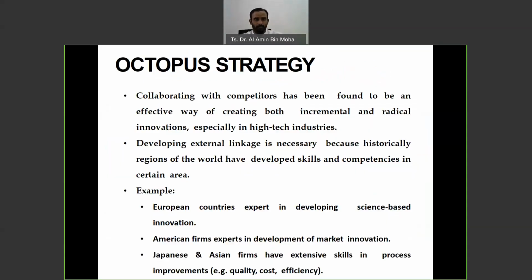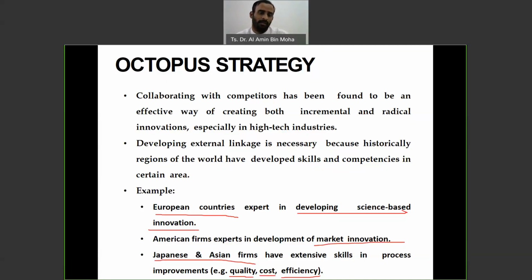Some explanation on this. Collaborating with competitors has been found to be an effective way of creating both incremental and radical innovations, especially in high-tech industries. Developing external linkage is necessary because historically, regions of the world have developed skills and competencies in certain areas. Based on the region, here you can see some examples. European countries are expert in developing science-based innovation, so they're doing research maybe. American firms are expert in development of market innovation. And Japanese and Asian firms have extensive skill in process improvement: the quality, the cost, efficiency, and so on.